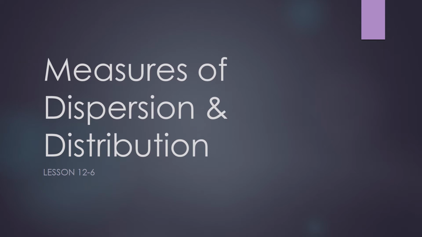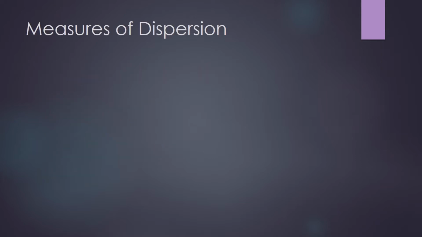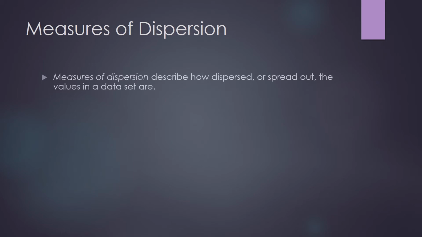This is lesson 12-6, measures of dispersion and distribution. The measures of dispersion describe how dispersed or spread out the values in any data set are.